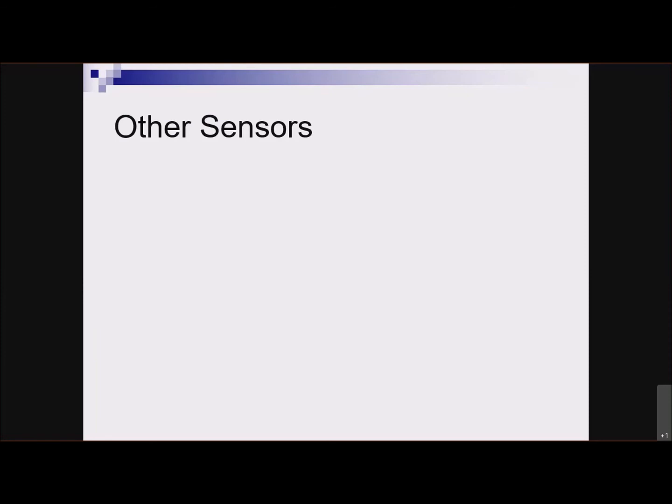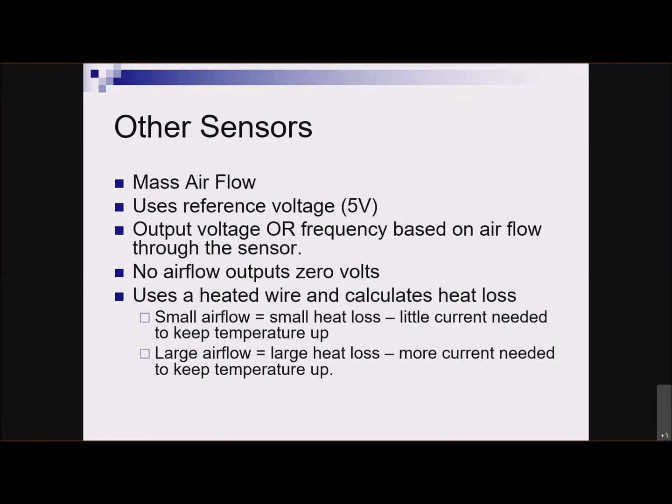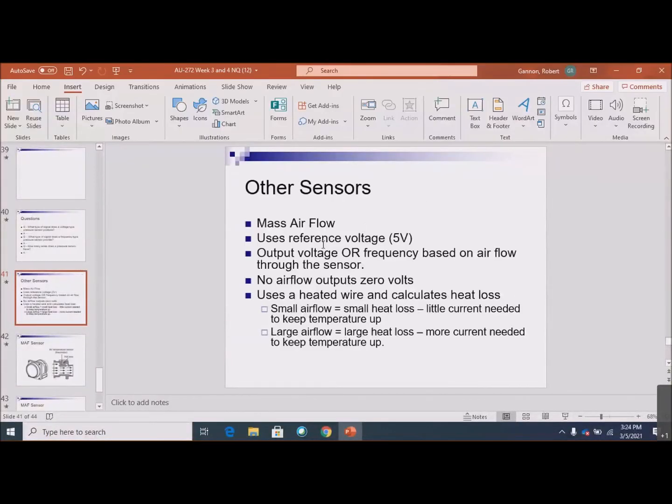Okay, I want my keyboard to work. Let me show you something here. See, it says it uses 5 volts. This is something I thought I changed a long time ago. So let's start with changing that. All right. It does not use reference voltage. It uses battery voltage, which is 12 volts. All right.